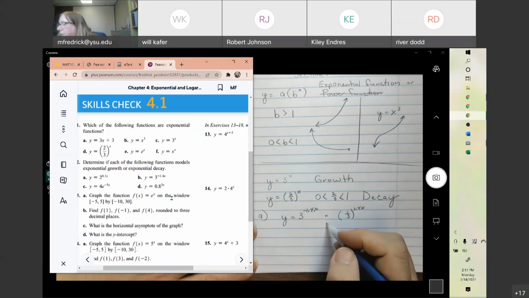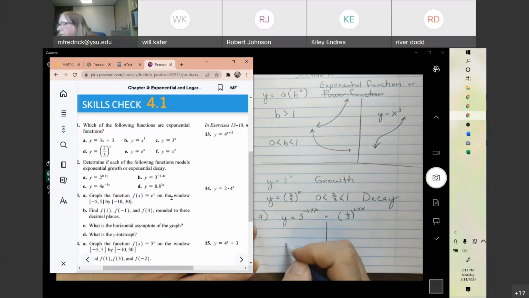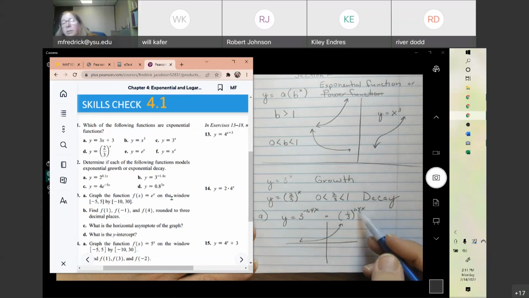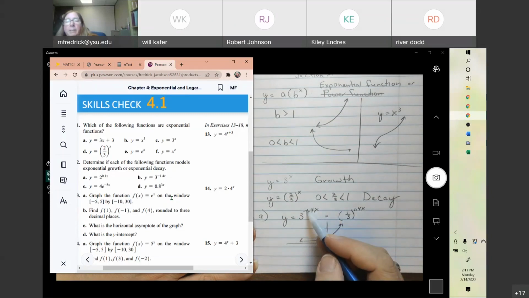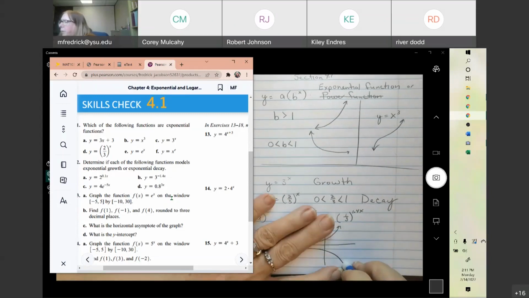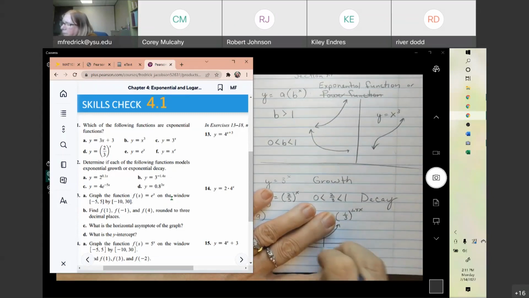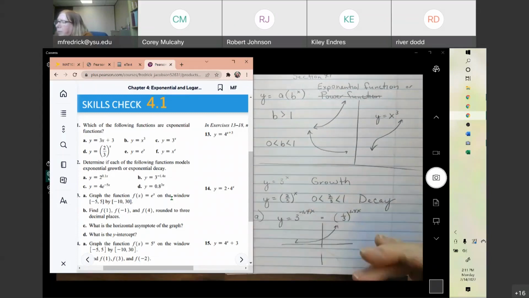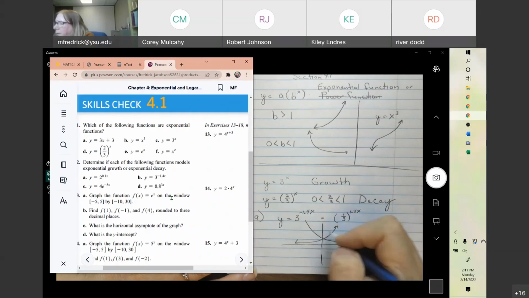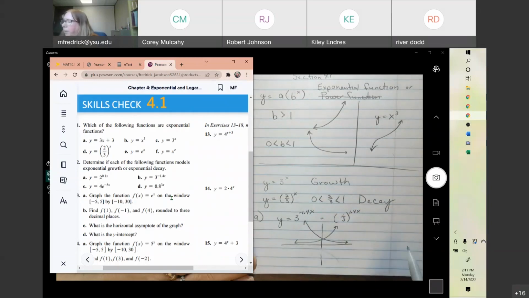What happens is you have this growth, it's going like this. That would be 3 to the 1.4, but then this negative flips it on the y. When it's up with the x, it flips on the y. When it's out here, it flips down.